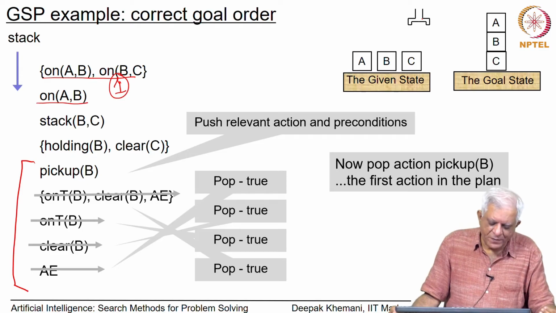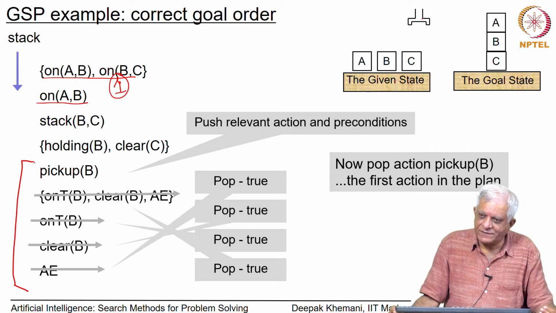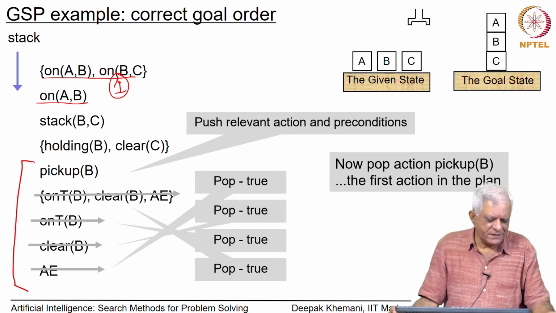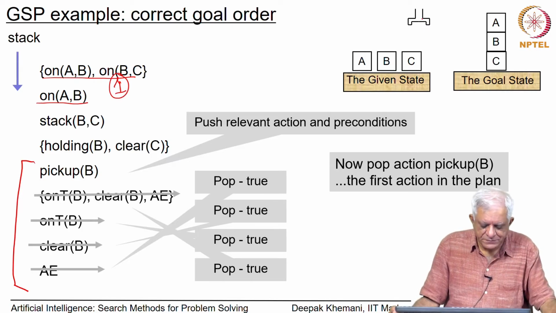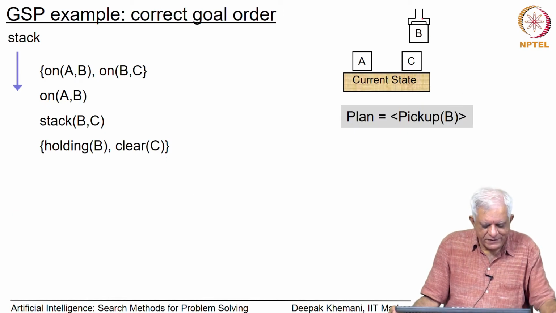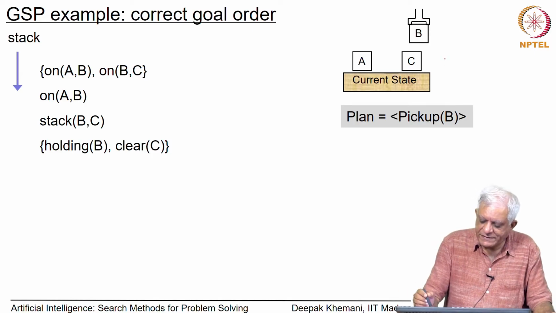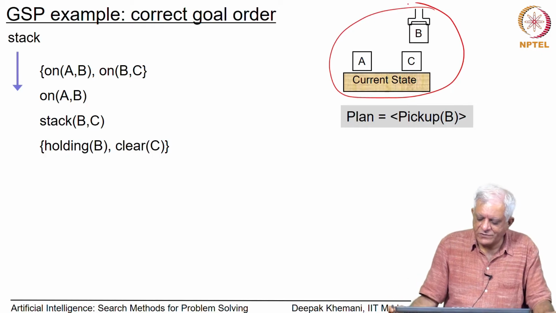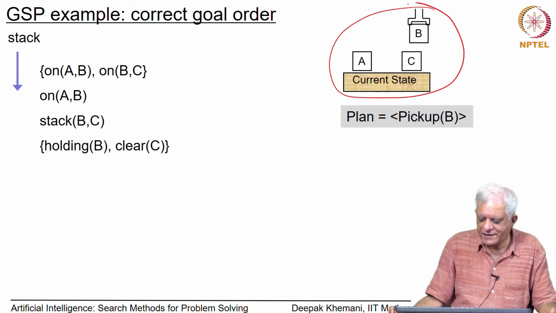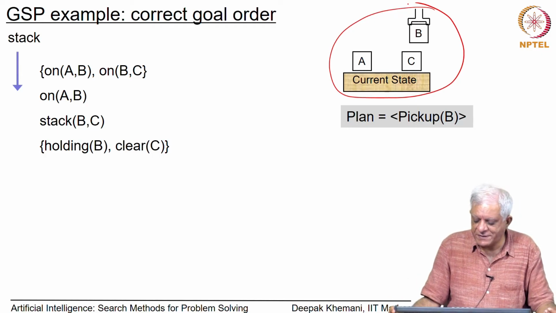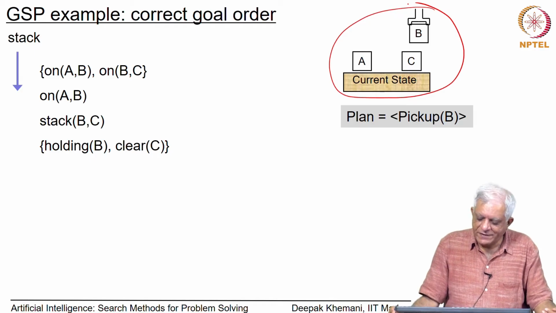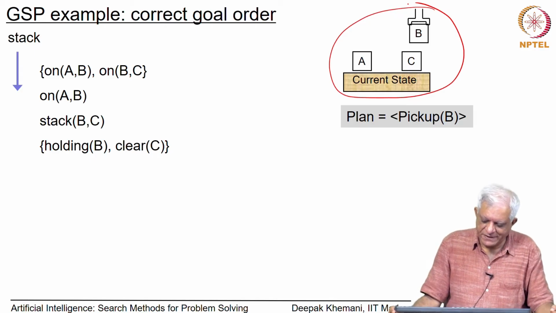So, once they have been popped away and out of the way, we can now pop the action pick up B, and this will become the first action in our plan. So, let us do that. This is the situation now. Observe that the current state has changed. The current state is now where you have picked up B, and you can see that this action pick up B is part of the plan already, and the new state is that you are holding B.